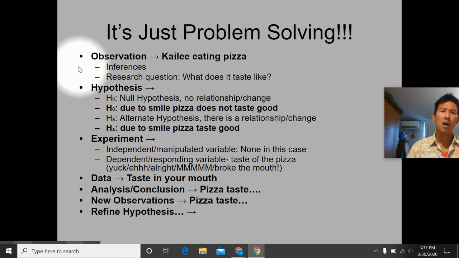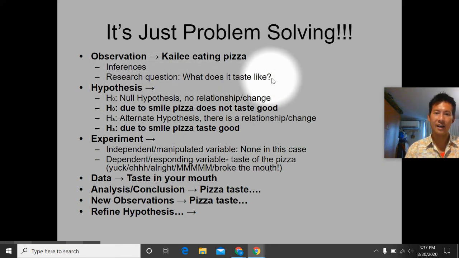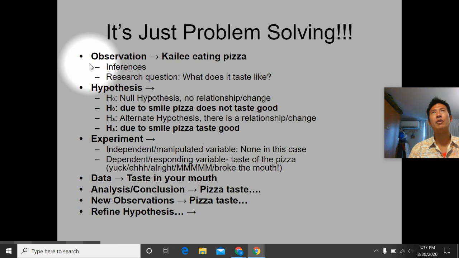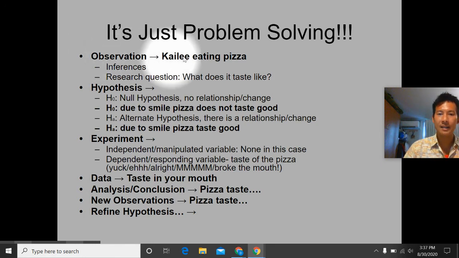All right, now according to these observations and this question, you create your alternate hypothesis first. Okay, in this case, the research question is, what does it taste like? Because imagine if you've never seen a pizza before and you've never eaten a pizza before. All you know is that Kylie is eating a pizza and she's smiling. Okay, so create your alternate first, skip a space for the null, write your alternate. Okay, because Kylie is smiling, the pizza tastes good. That would be your alternate hypothesis.